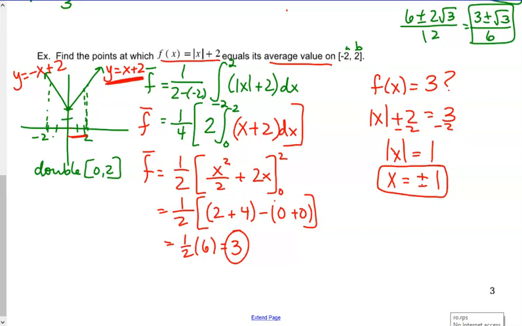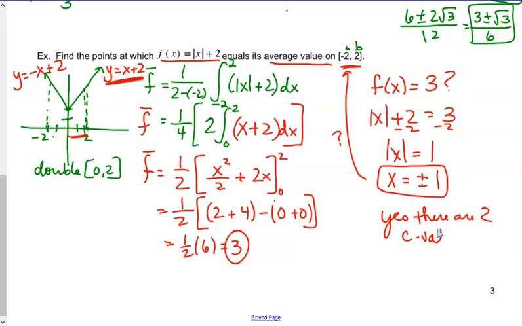And maybe I should not have circled it so quickly, because are they in this interval? You have to check to make sure that they are in that interval. Negative 1 and positive 1 are both in the open interval there. So yes, there are two C values, just like there were in our previous example up top. Okay? All right, very good.